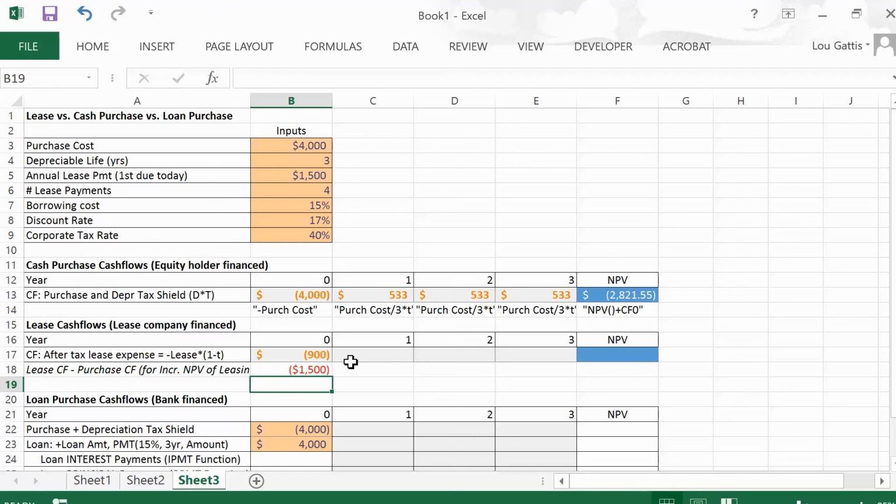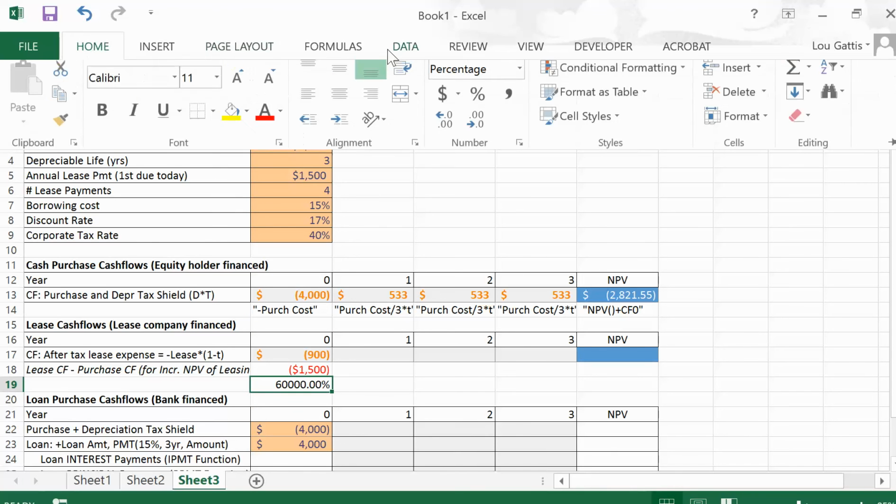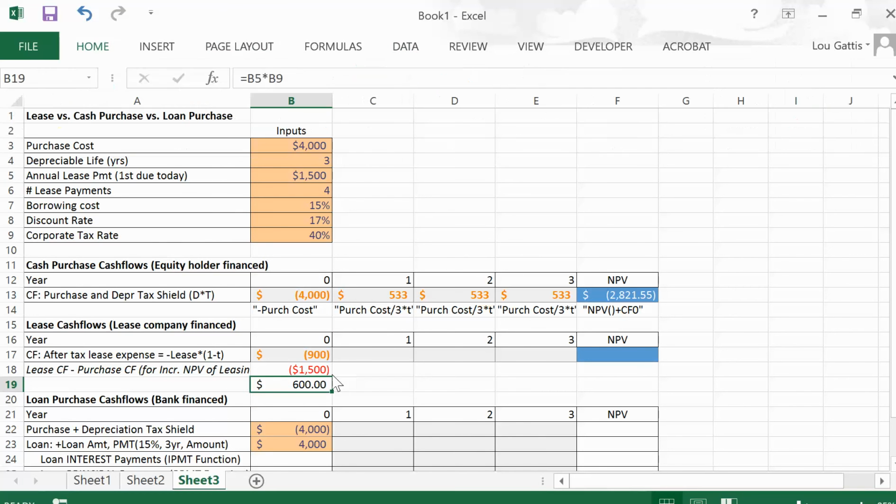I'm going to pay $1,500. However, that $1,500 is also going to create a tax shield. If I just take the expense times the tax rate, it's $600. So the reason why it cost me only $900 is I paid $1,500 for the lease, but I'll pay the government $600 less at tax time. Or I can just write it this way. So that is my after-tax cost of the lease.